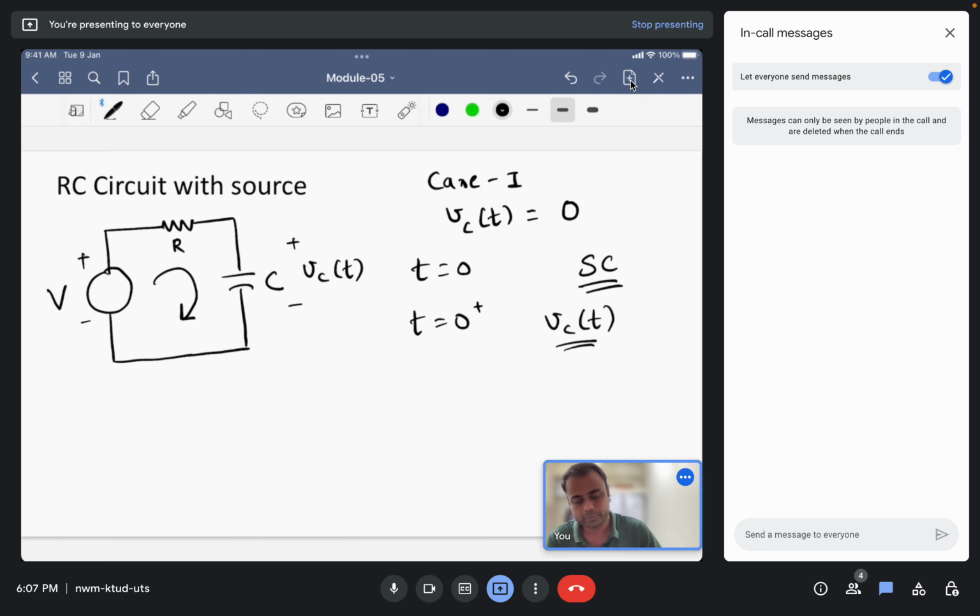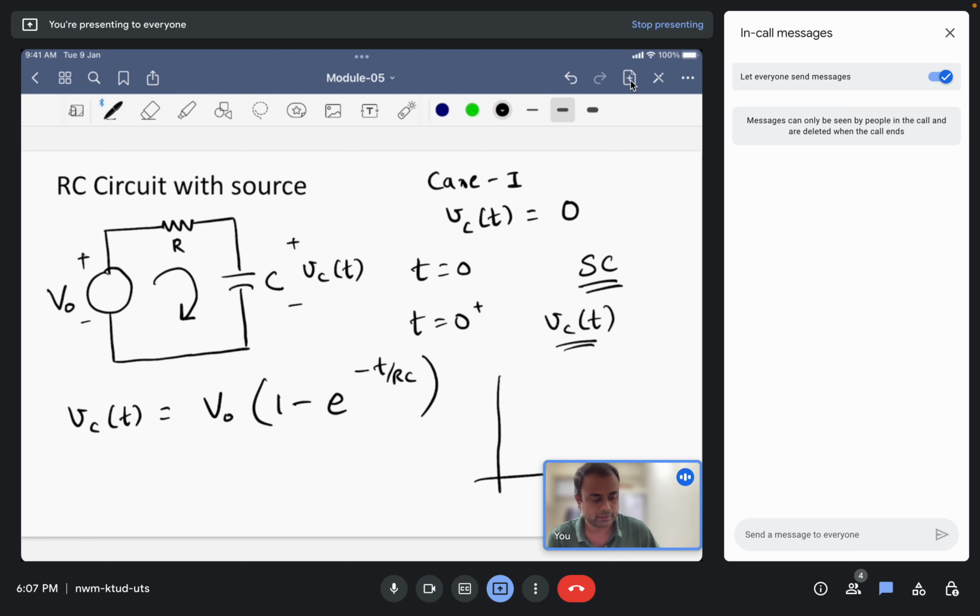Similarly, the expression for the voltage across the capacitor, Vc(t), is given by V0, where V0 is the source here, multiplied by 1 minus e to the power minus t upon RC, where RC is the time constant of the circuit. If we draw the curve, again on the x-axis we have time, and along the y-axis we have Vc, the voltage across the capacitor, and suppose this is V0.